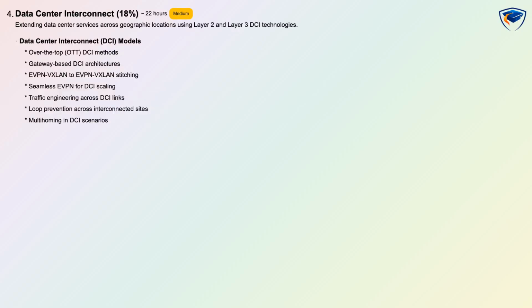Data center interconnect is 18%, medium difficulty, estimated at 22 hours and assessed with scenario-based questions. This domain explains methods to extend services across sites, covering over-the-top DCI, gateway-based architectures, and EVPN VXLAN stitching techniques for seamless expansion. You will study scaling of EVPN across locations, traffic engineering across DCI links, loop prevention between sites, and multi-homing strategies to preserve reachability and resilience.